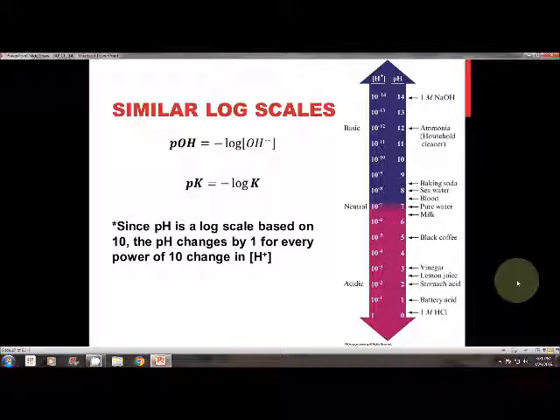Similar to other log scales, since we have OH, we can actually find the pOH, where we take the negative log of the OH concentration. And it's also base 10. Because it's base 10, the pH changes by 1 for every power of 10 change in the H plus concentration. It's also important to know that when you add the pH and the pOH together, you get 14. That will help us to solve these, okay? This picture is in your book on page 661 in case you want a closer look.